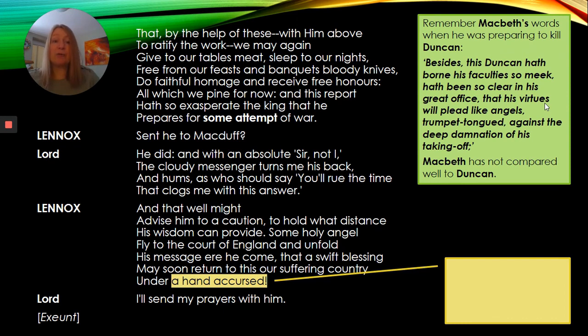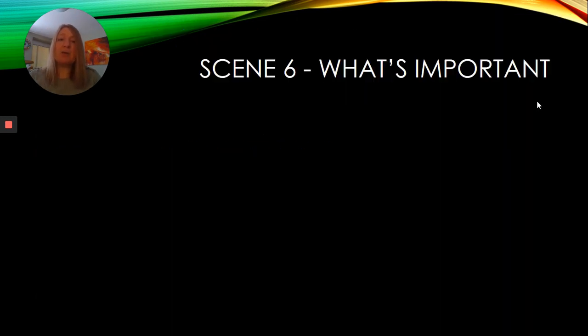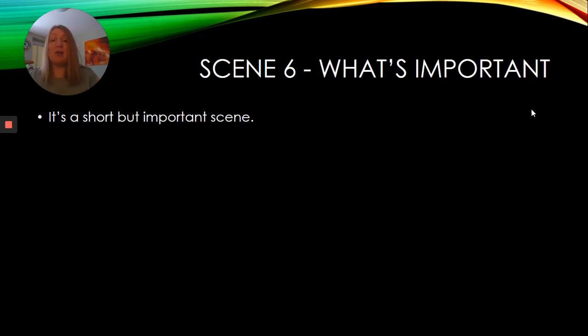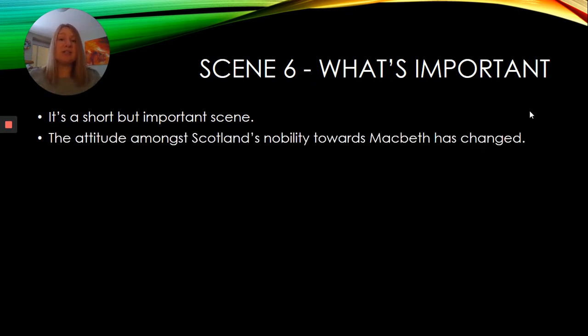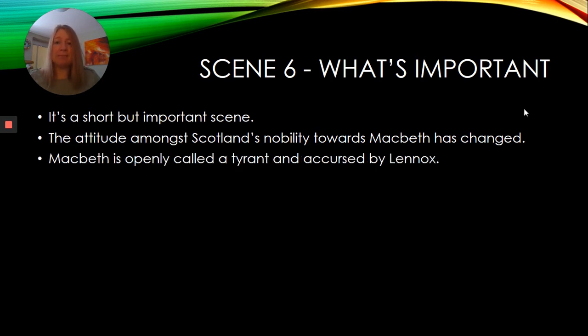Macbeth put himself there. So what's important in this scene? It's short, but it's really important. It's a really significant scene in sort of transitioning the play. We've seen that a lot in Act 3. We've seen lots of scenes that are bridging the gap between the first half of the play and the later scenes. It shows us that the attitude among Scotland's nobility has changed. They do not approve of Macbeth. They are against him. And Macbeth is openly called a tyrant and accursed by Lennox.